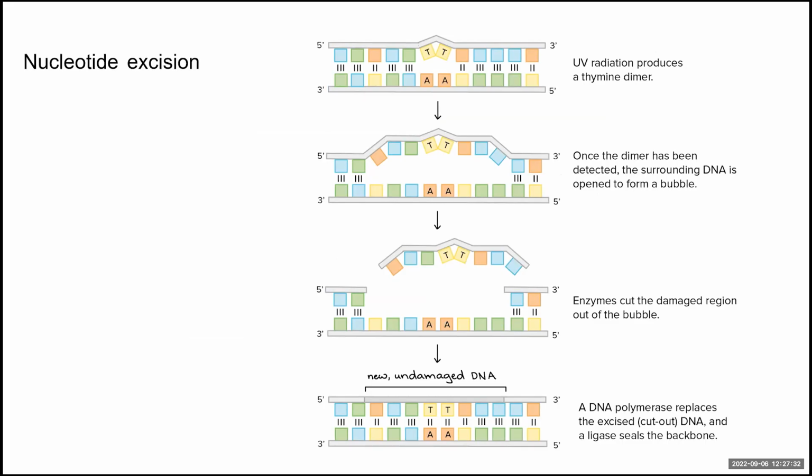Nucleotide excision repair is specific to dimers. This is because the dimer creates a large distortion where it is unclear how everything should be fitting. As a result, the surrounding DNA is opened to form a large bubble. The entire area is removed, and it is replaced with undamaged DNA.